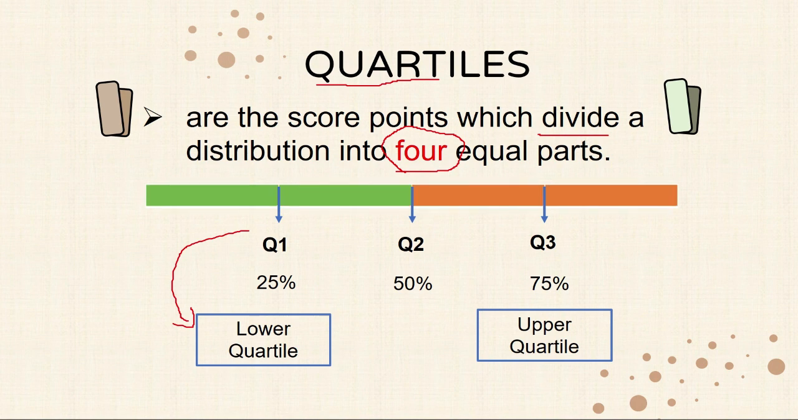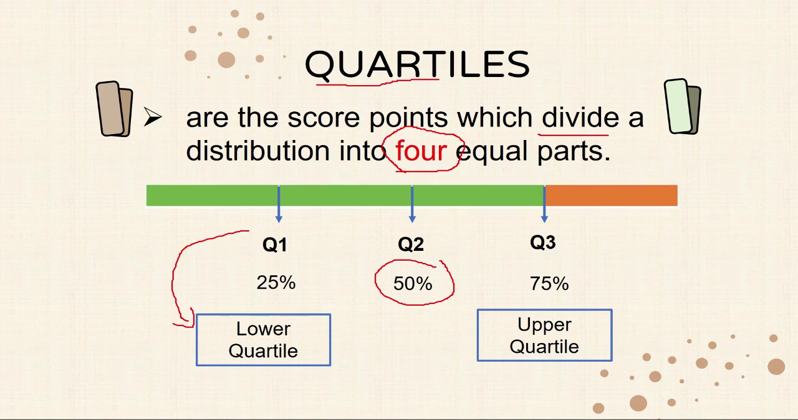Quartile 2 is equal to 50%, which is also the median, right? So to say, they are the same. The value of quartile 2, the median, is equal to 50%. It means that 50% of the data has a value of less than or equal to quartile 2.